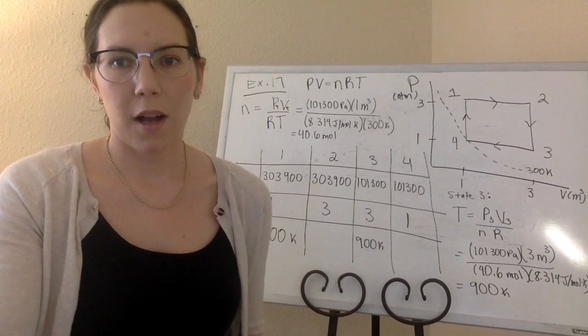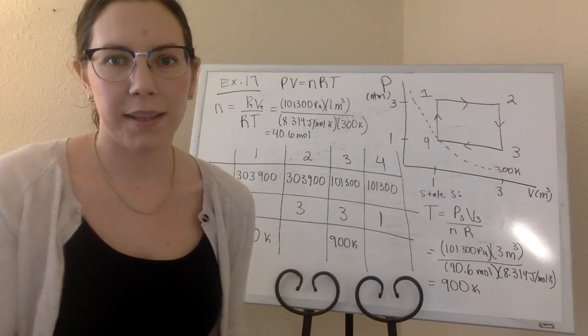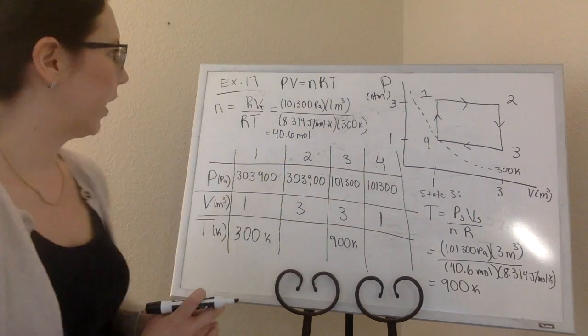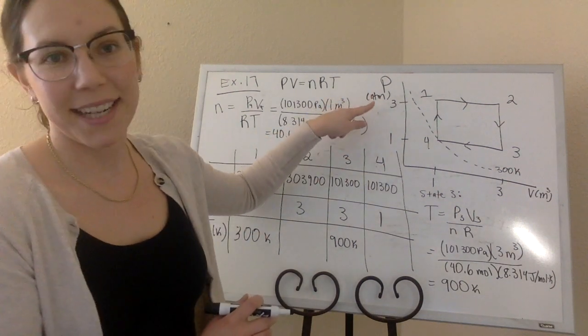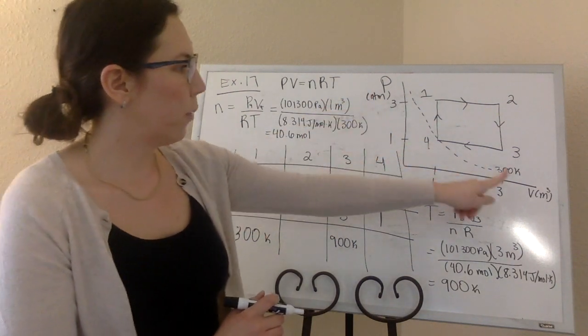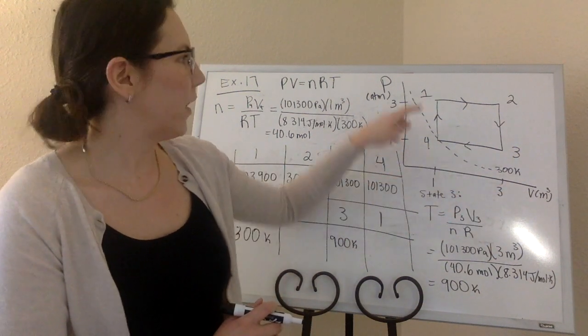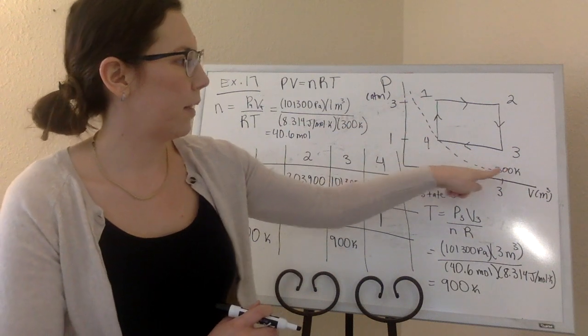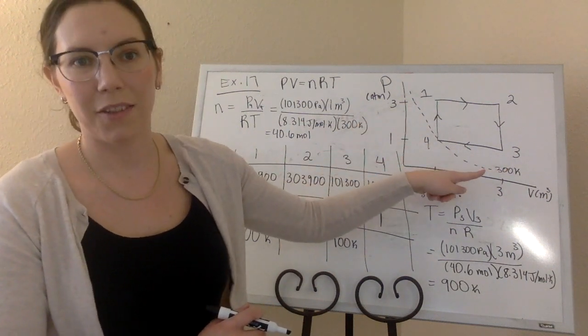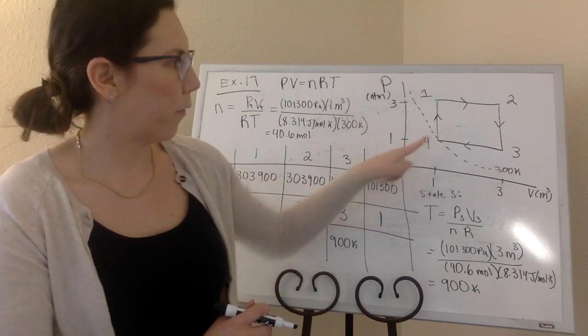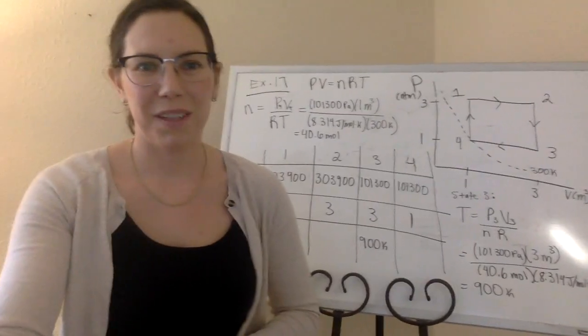All right, so I've drawn out the cycle here so you can see it. It looks like this. We have the pressure going from 1 to 3 atm and then the volume from 1 to 3 meters cubed. And we're also given this isotherm line here to say that anything on that line is 300 Kelvin. So we know at state 4, that's 300 Kelvin.